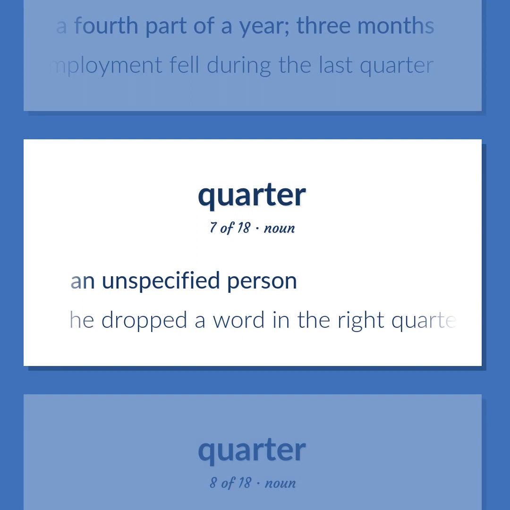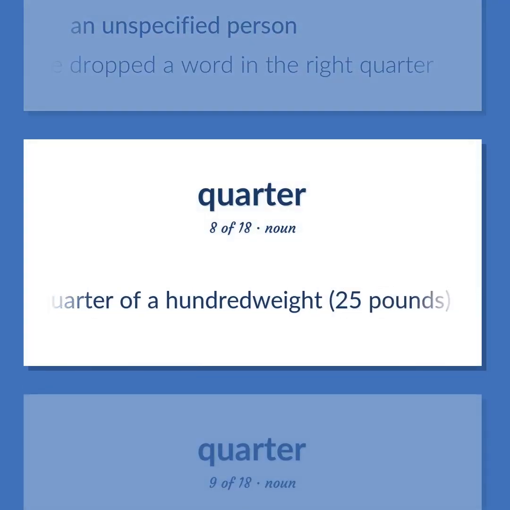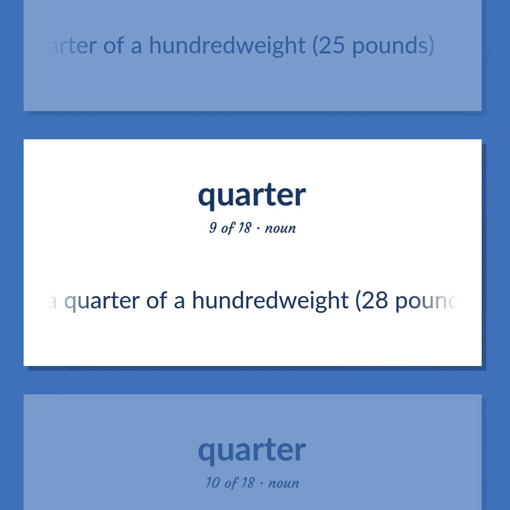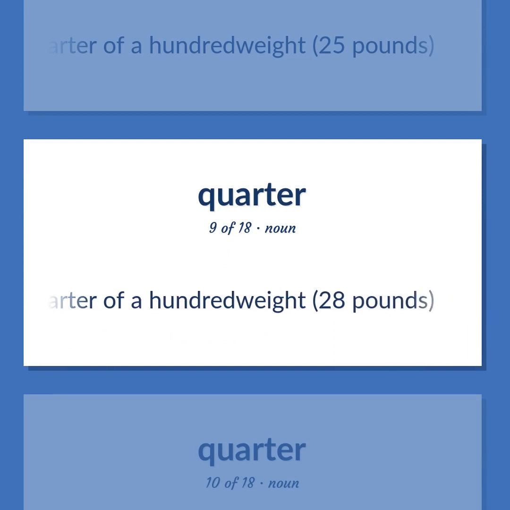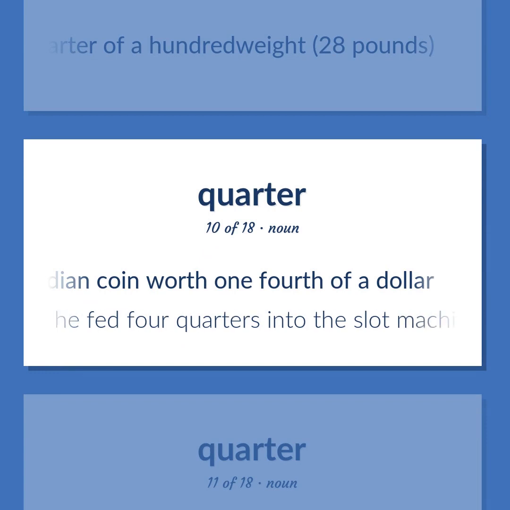An unspecified person. He dropped a word in the right quarter. A quarter of a hundredweight, 25 pounds. A quarter of a hundredweight, 28 pounds. A United States or Canadian coin worth a quarter of a dollar. He fed 4 quarters into the slot machine.